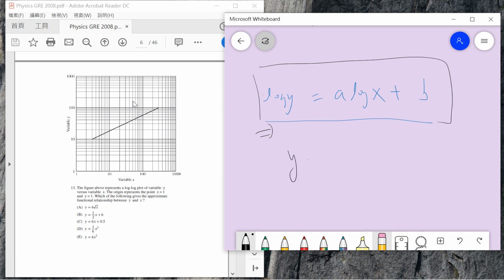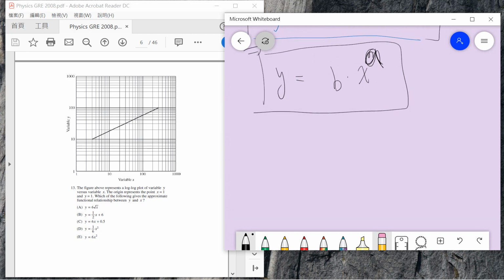So this tells you that y is some constant b times x to the a. This b is not the same as the exponential b, but we don't care, just some constant b. Once you know this, then you can solve it easily.